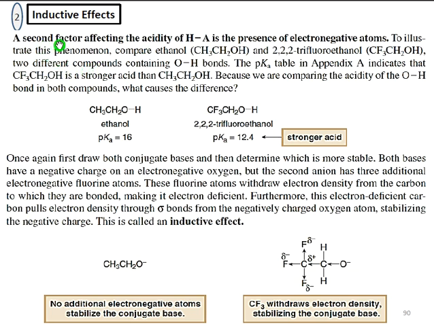The second effect is the inductive effect, and it occurs through sigma bonds. A second factor affecting acidity is the presence of electronegative atoms. That means in the same compound there is a difference if there is an extra electronegative atom or not.